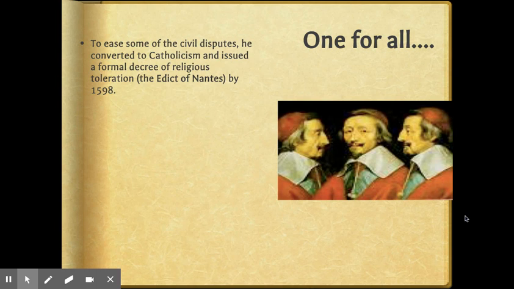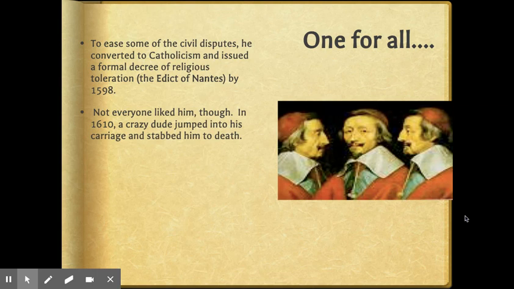So one of the first things that King Henry is going to do is he's going to issue the Edict of Nantes. This was a call for religious tolerance. You can be whatever religion you wanted to be, according to Henry. He didn't want to keep fighting over it. And that's a huge shift from how things had historically been in France. So that was a nice thought, but not everybody liked him.